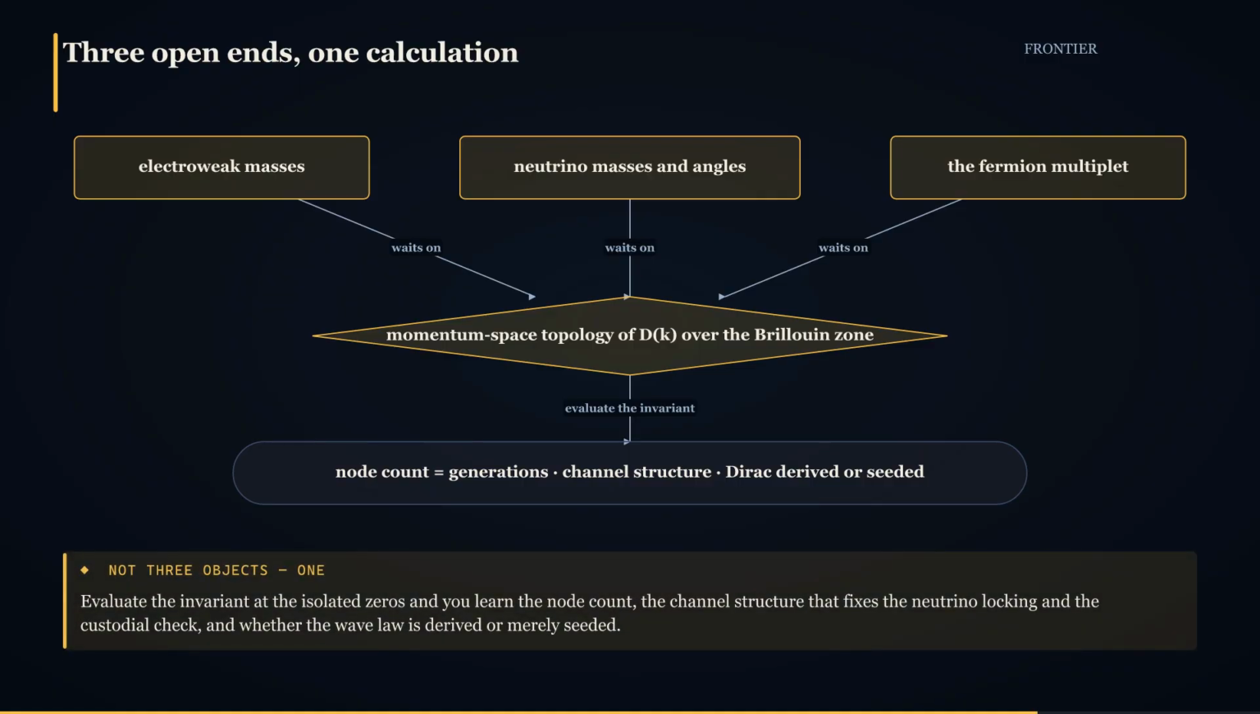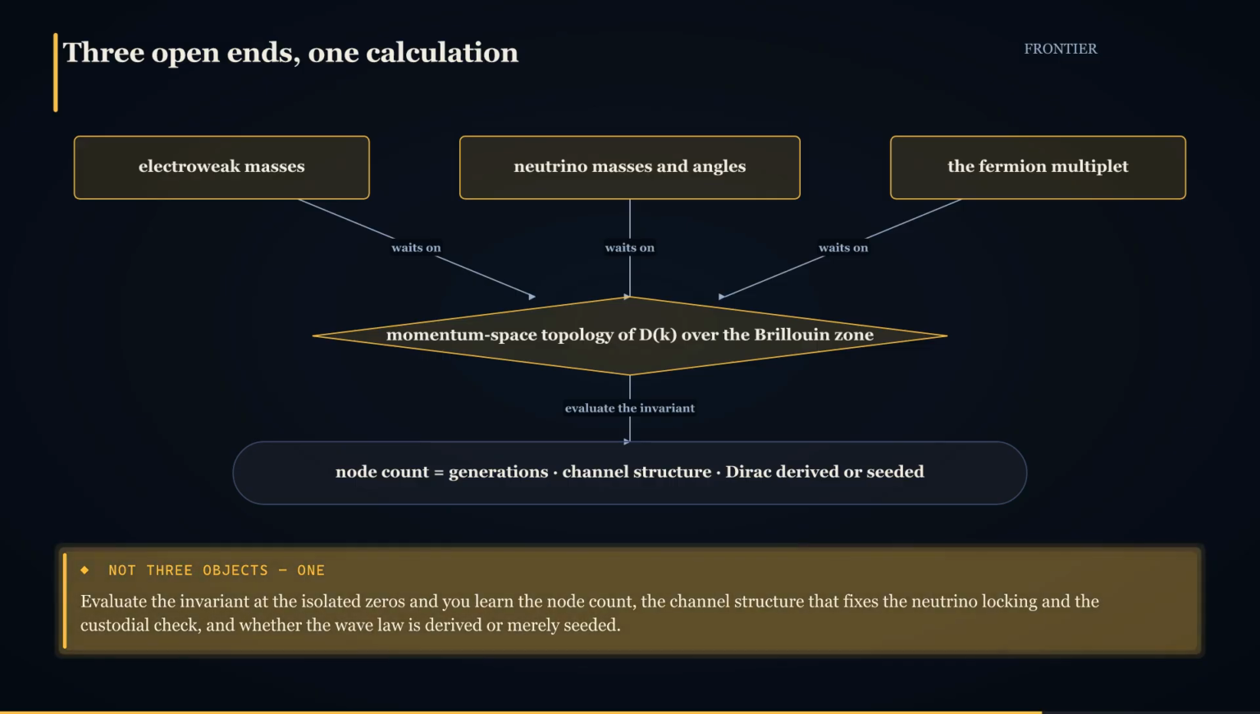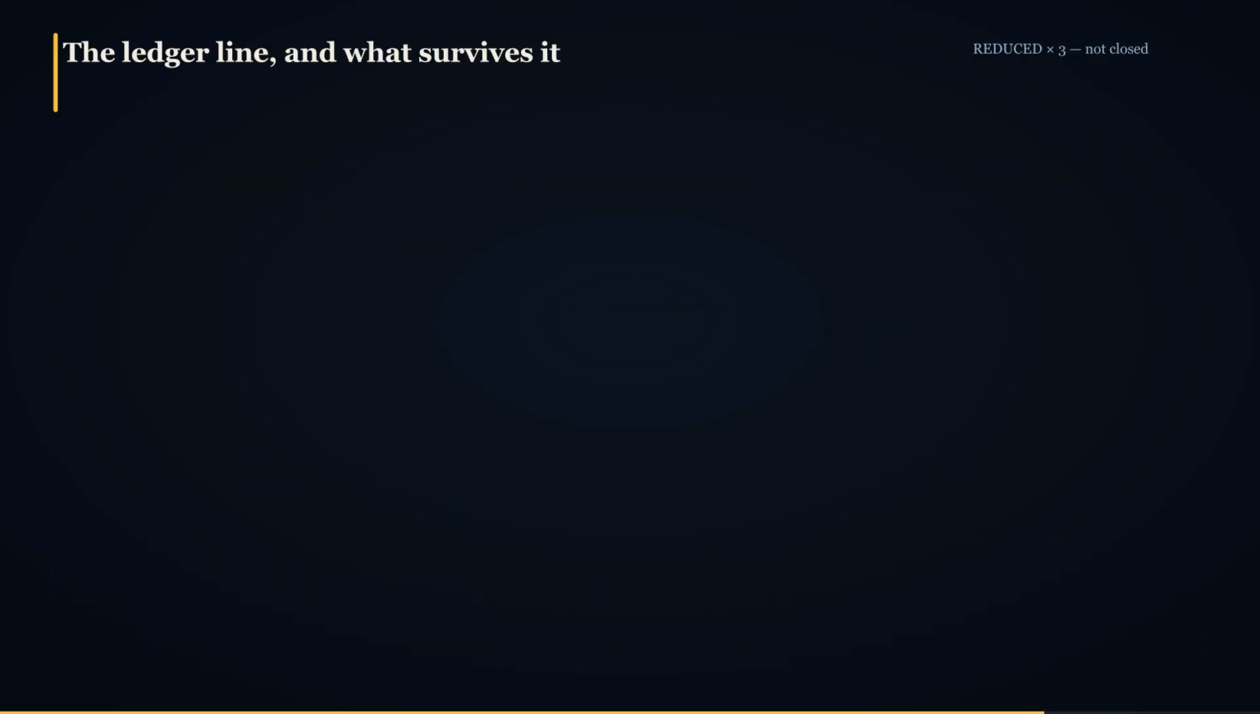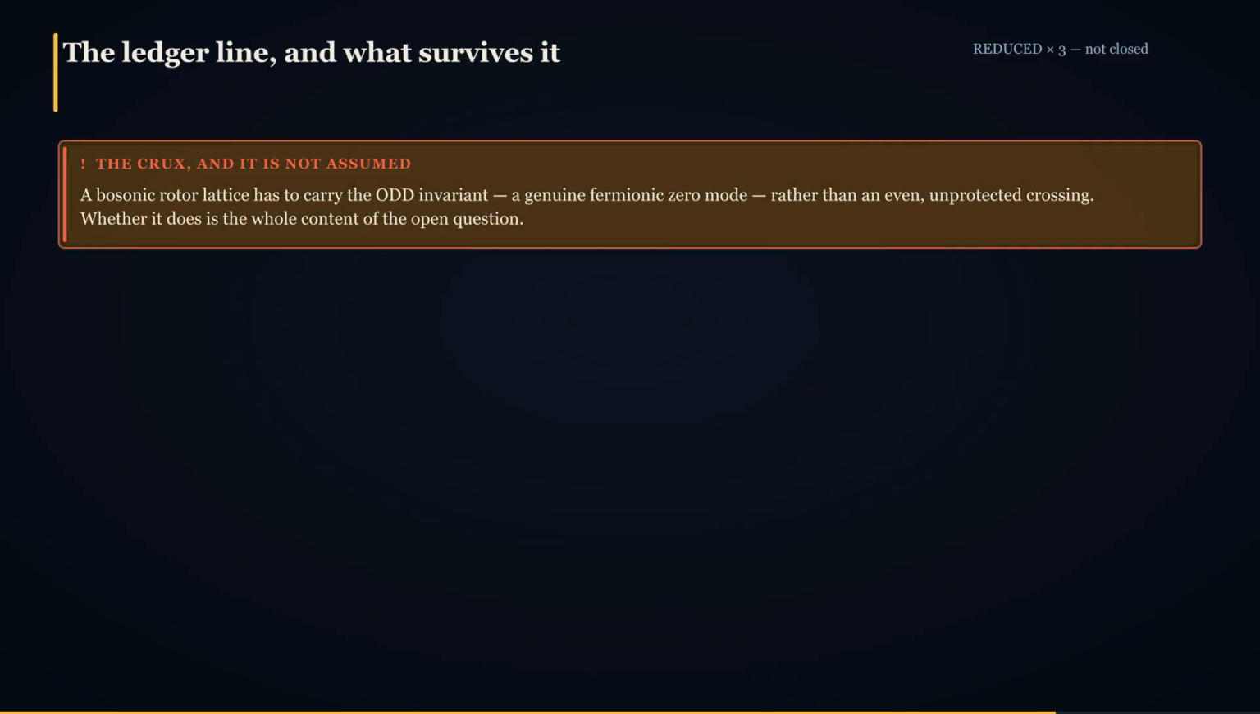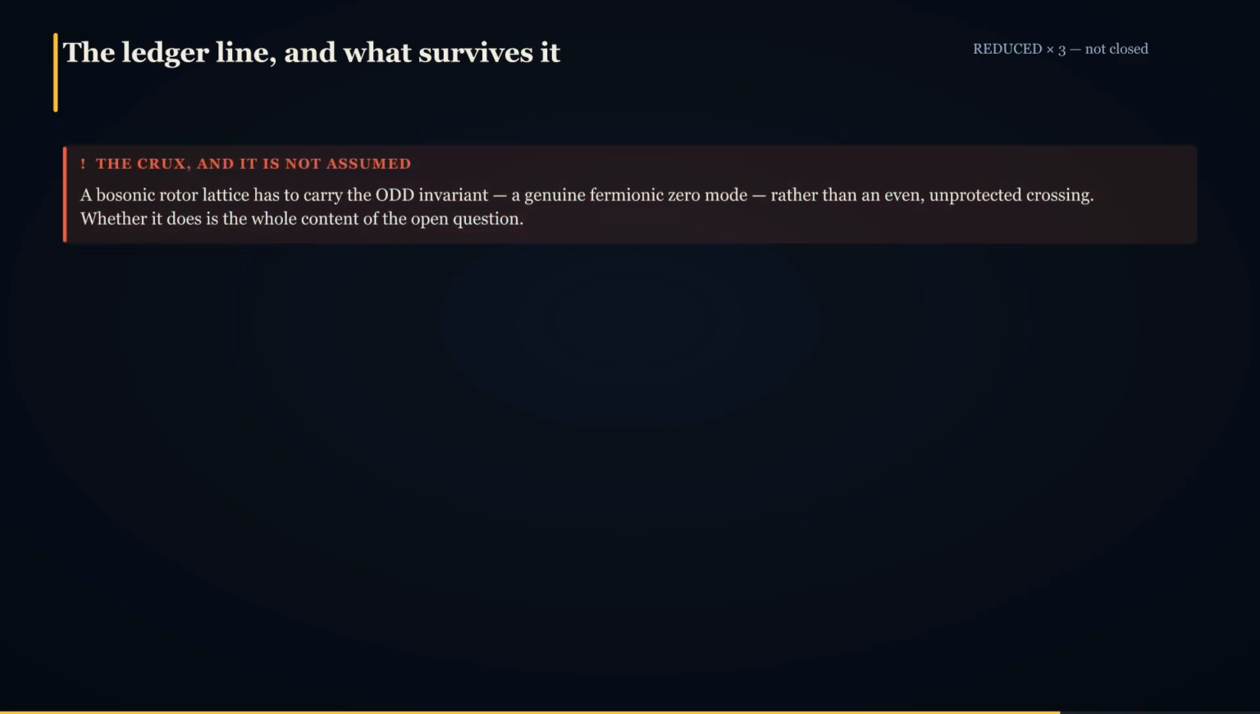So the single object that would close this chapter is not 3 objects. It is 1. With one condition attached, and it is the crux. A bosonic rotor lattice has to carry the odd invariant, a genuine fermionic zero mode, rather than an even, unprotected crossing. That parity question is not assumed anywhere here, and a residue survives even a positive answer.